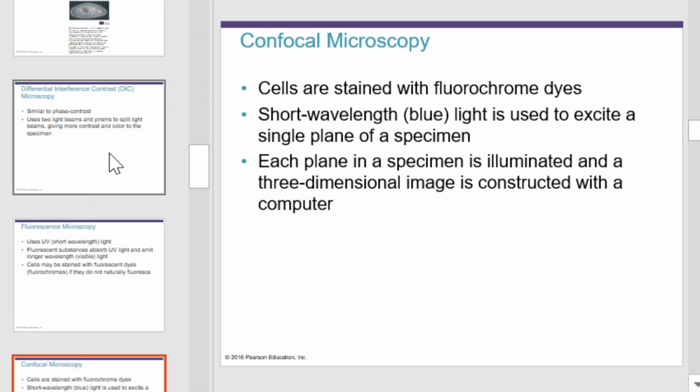Confocal microscopy. In confocal microscopy, cells are stained with fluorochrome dyes. Short wavelength blue light is used to excite the single plane of a specimen. Each plane in a specimen is illuminated and a three-dimensional image is constructed with a computer.